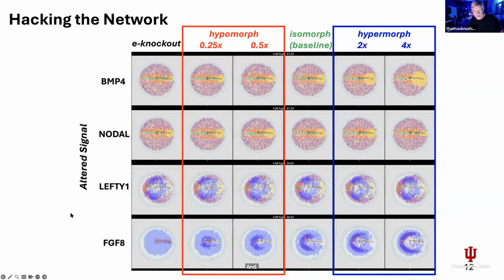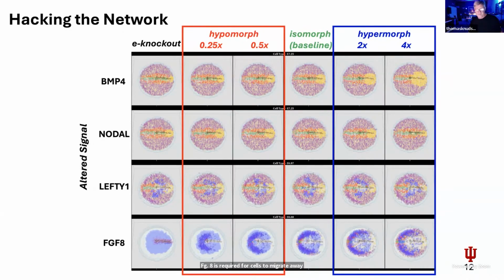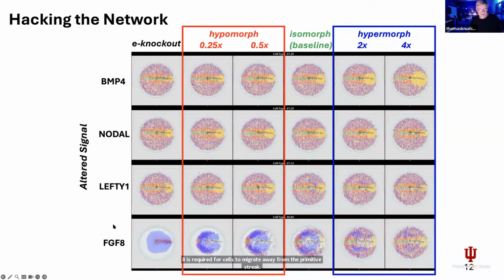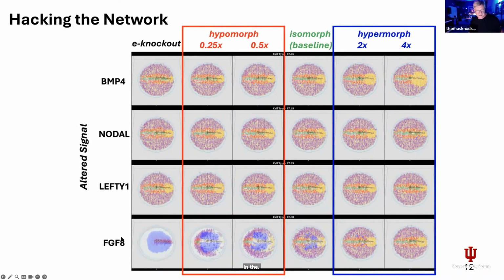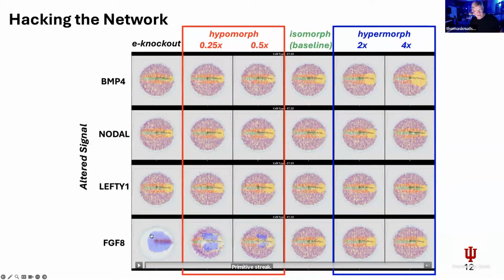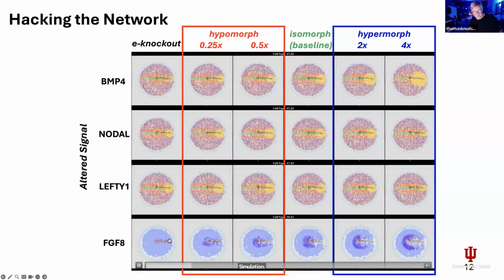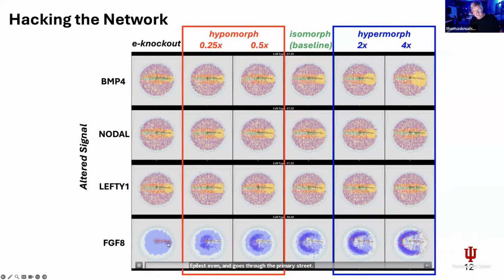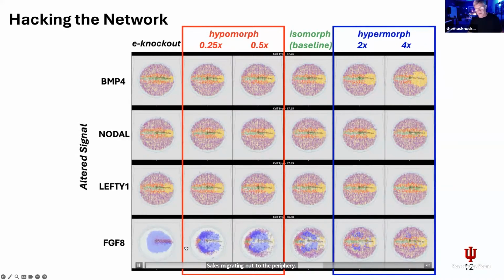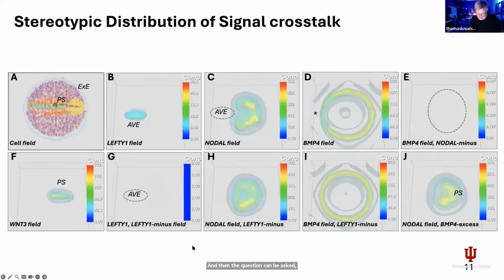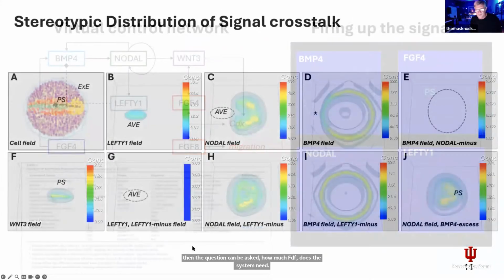FGF8 is required for cells to migrate away from the primitive streak. In the real world, if you knock out FGF8 in a mouse, the cells pile up around the primitive streak. And you could see that that's happening here as well. Over that period of simulation, not all of the epiblast even goes through the primitive streak, and you're not seeing cells migrating out to the periphery. And then the question can be asked, how much FGF does the system need to look normal? I don't know why it's jumping.